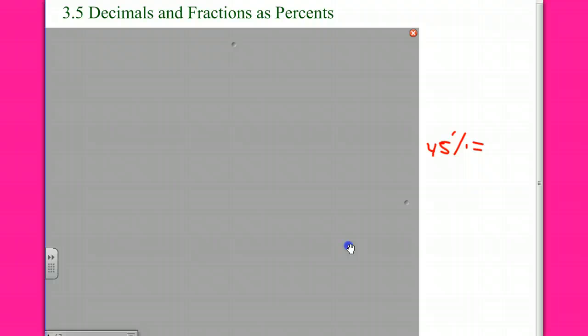45%. And I see most people are, well, half of you look done. 45% as a decimal. Let's say it together. 3, 2, 1. Good. 0.45. So what did we just do? We moved it left. Okay, so when we take away the percent sign, we take away 2 place values.